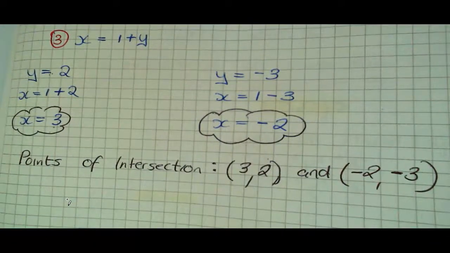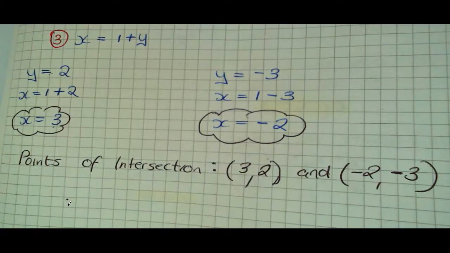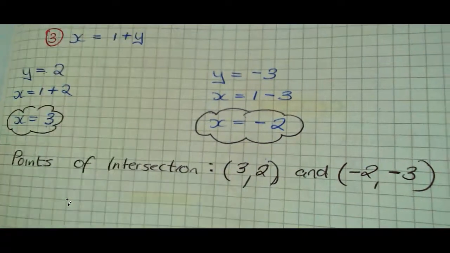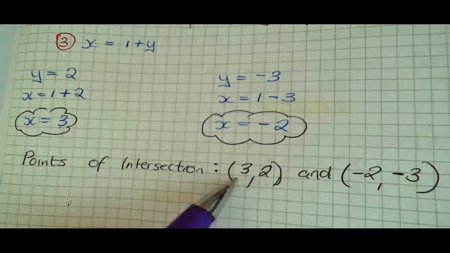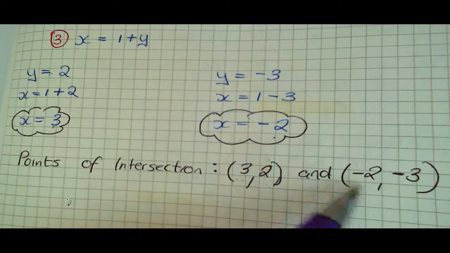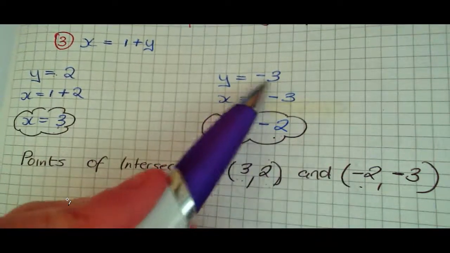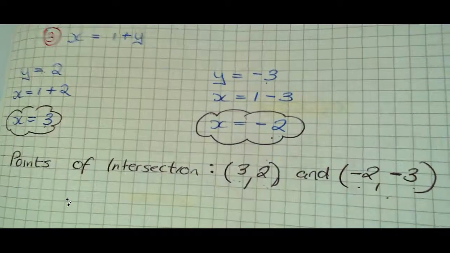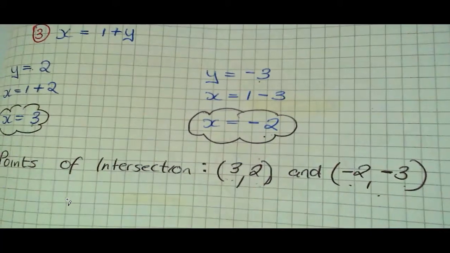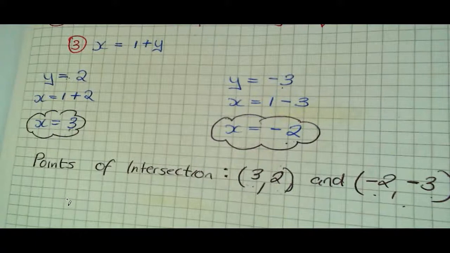So points of intersection 3, 2 and minus 2, minus 3. Okay? So my x is 3 when my y is 2. So 3, 2. When x is equal to minus 2, my y is minus 3. They have to be matched up correctly, otherwise we're losing a few marks there at the end needlessly. Okay?